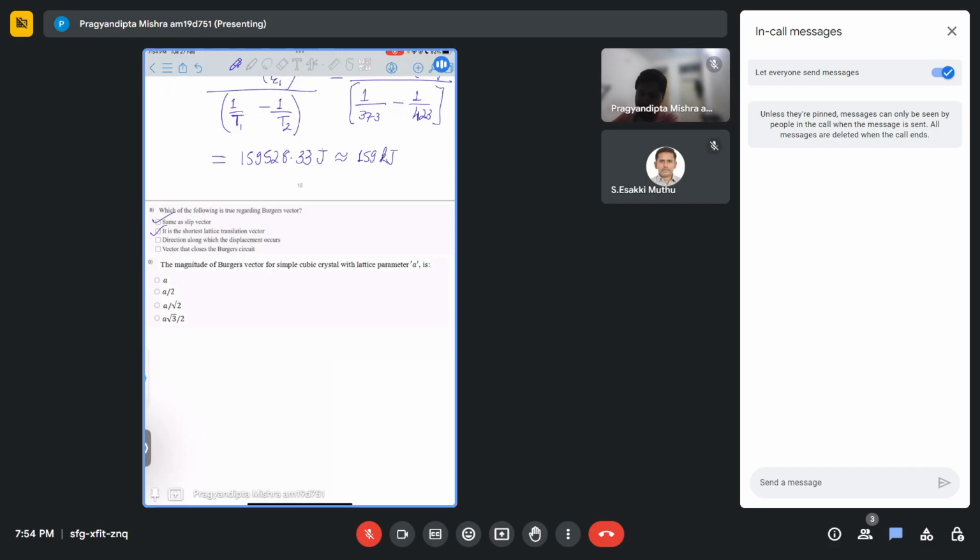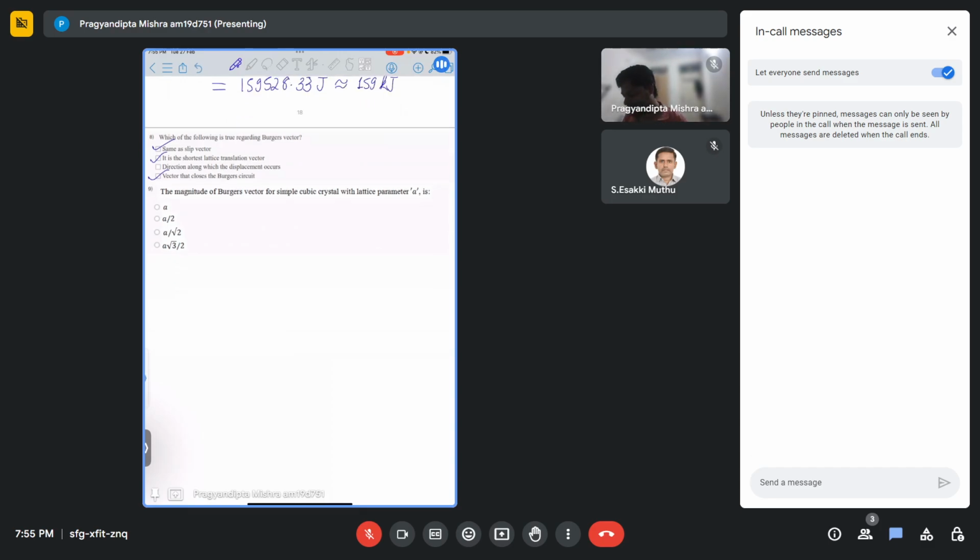Direction along which displacement occurs? No, that is wrong. It need not be the direction along which displacement will occur. Displacement occurs in different directions, so that is not correct. And the vector that closes the Burgers circuit, that is correct. So these are the three options which are correct. The fourth one is not correct. Okay. Next question.